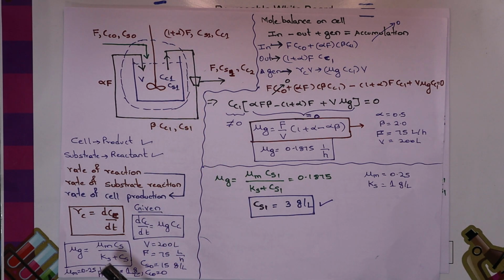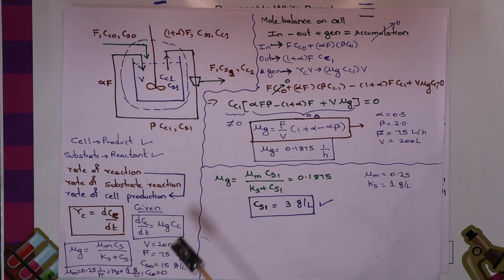Better to do the mole balance for the cells. So what is the speed of the reaction? The speed of the reaction is nothing but dCc/dt, which is positive because cells are formed in the reactor. You should not take the negative symbol here. So Rc is the rate of formation of the cells in the reactor, which is dCc/dt.